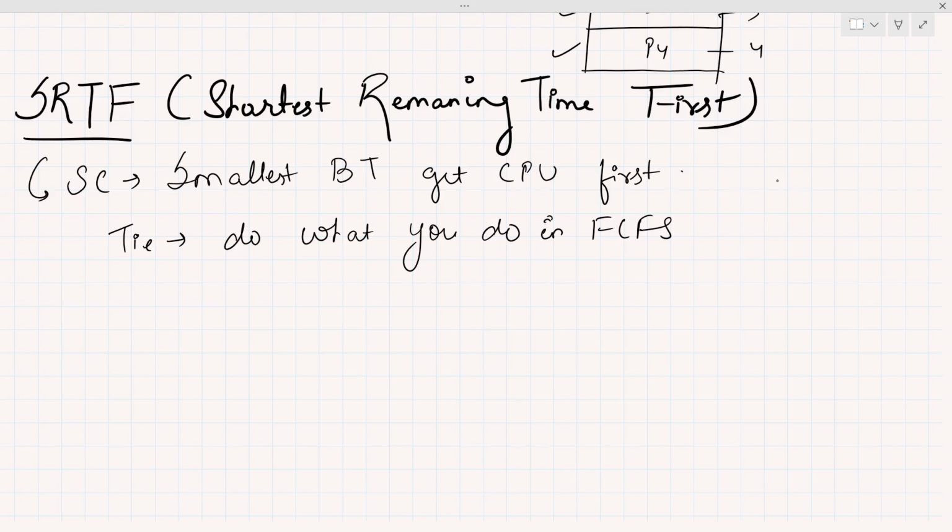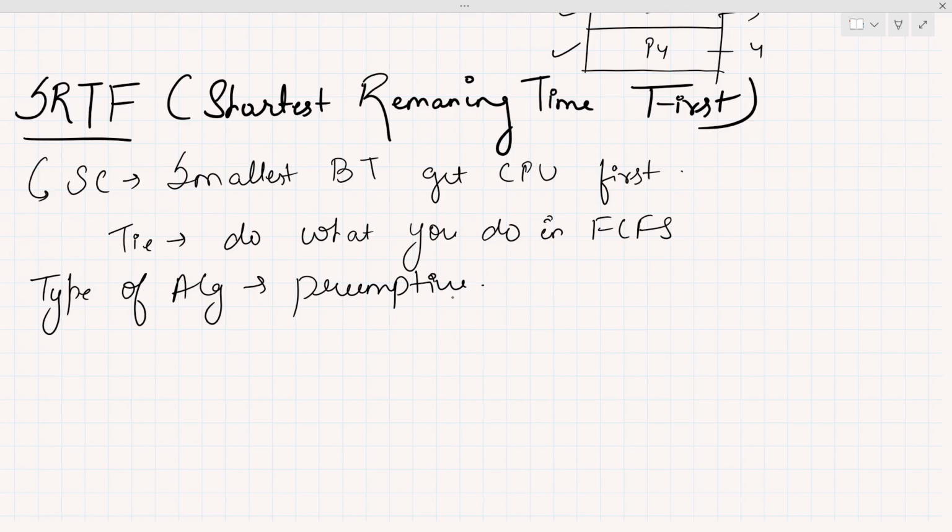Now, the type of algorithm. This is a preemptive type of algorithm. What is the meaning of preemptive? Preemptive means the operating system now has the power to snatch the CPU from a running process. This is not happening in the case of FCFS and SJF, but in this scheduling algorithm this will happen. The operating system snatches the CPU when it sees that there is another process which fulfills the requirement.